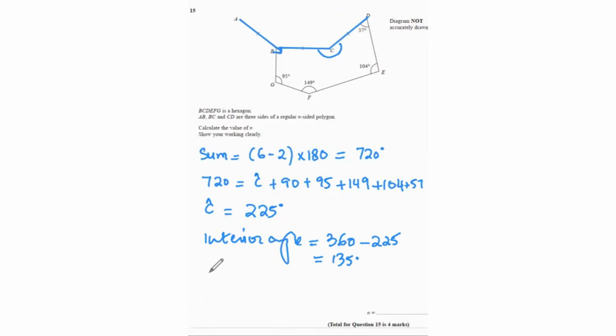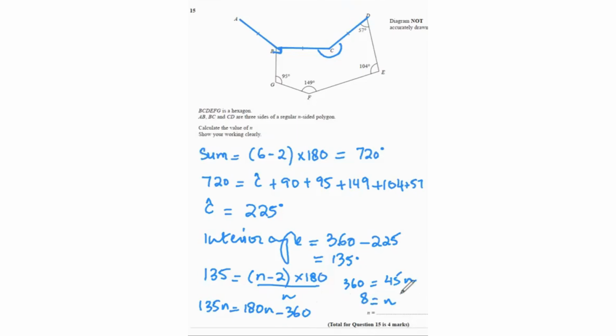So then for the number of sides, 135 equals (n minus 2) times 180 over n. Same formula like we've used previously. 135n equals 180n minus 360. 360 equals 180 minus 135, which is 45n. So we divide 360 by 45, which gives us 8 as the number of sides.